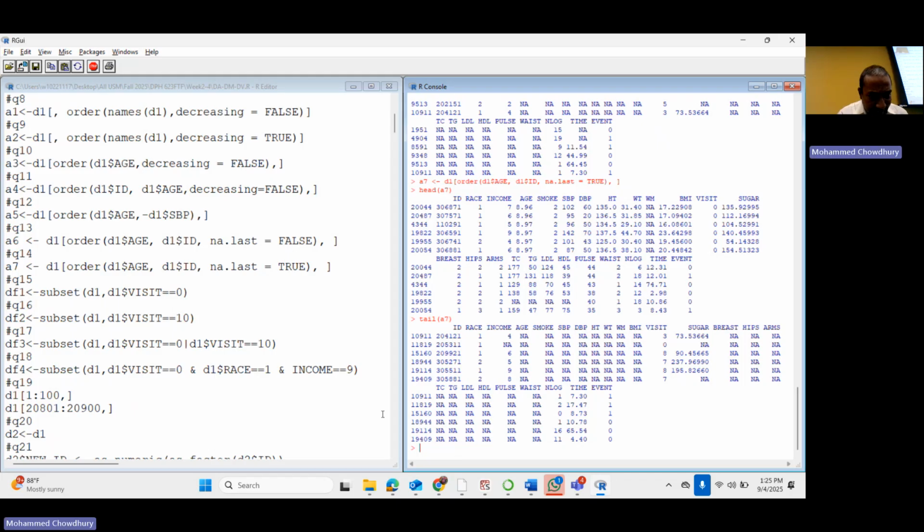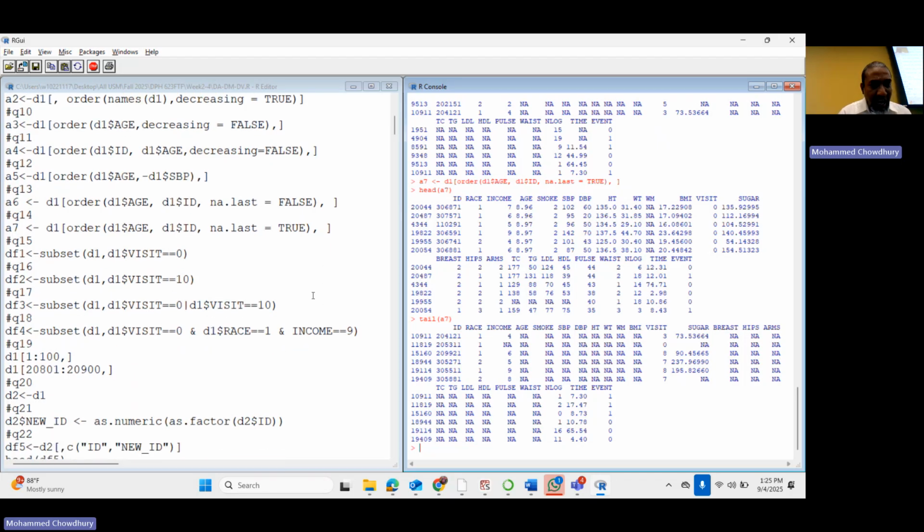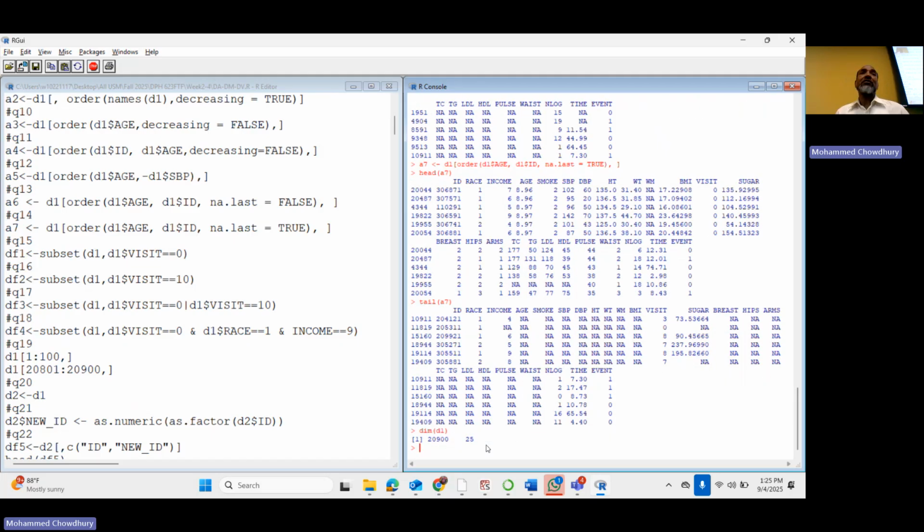Okay, after that, now I want to go to question number 15. I want to take data. Now take a look at that. Dimension of D1 is 20,900 rows.